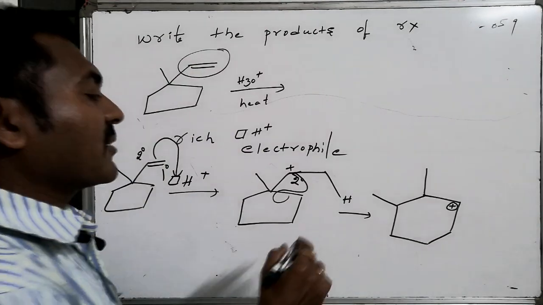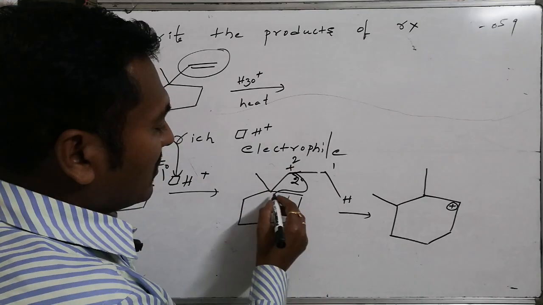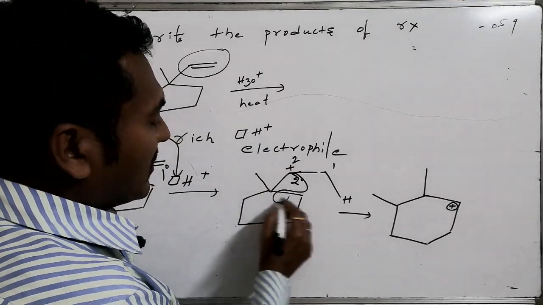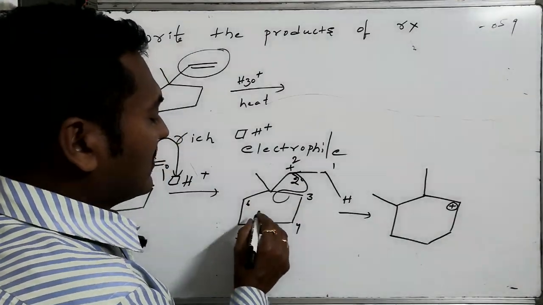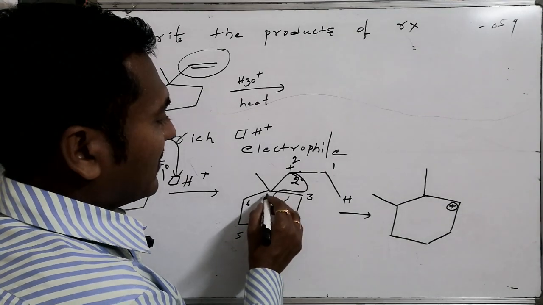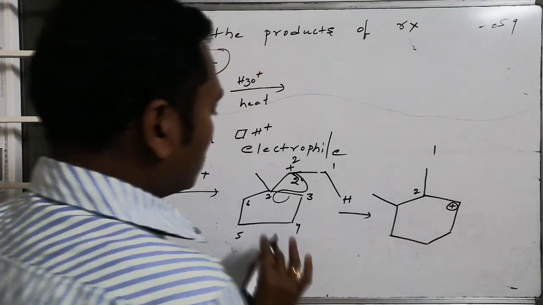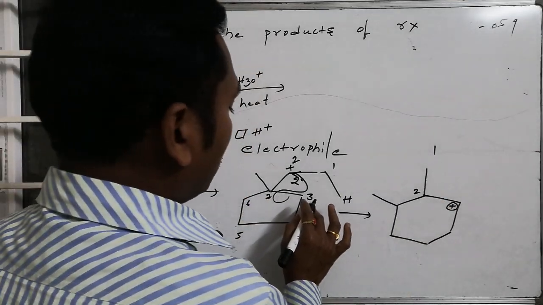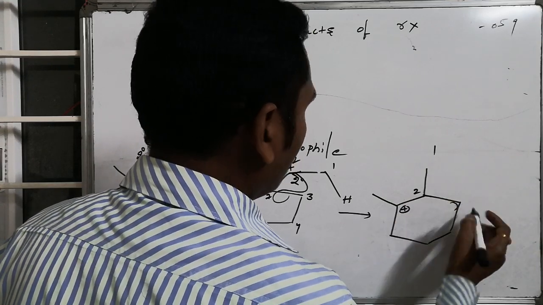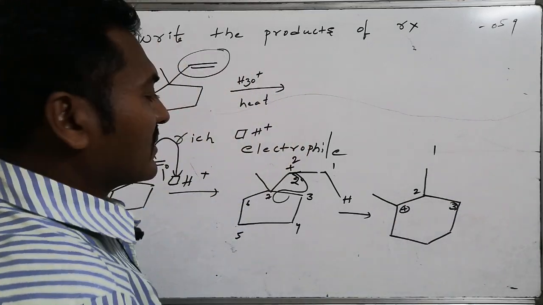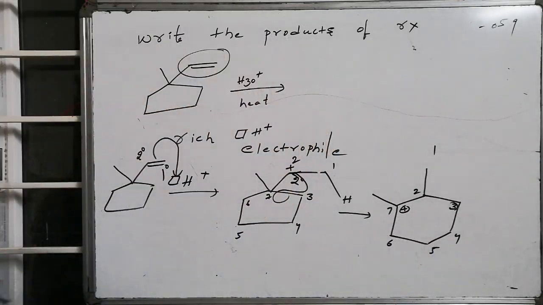If I provide numbering for easy understanding, let us label it 1, 2, 3, 4, 5, 6, followed by 7 carbon atoms over here. This is our 1, this is our 2, this 2 is connected with 3, and this methyl is having the positive charge. So this will become 3, then this will be 4, this will be 5, this will be 6, followed by this will be 7.